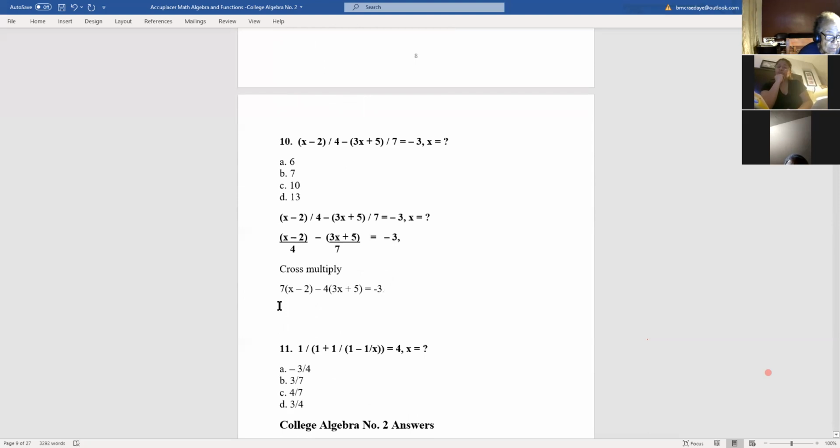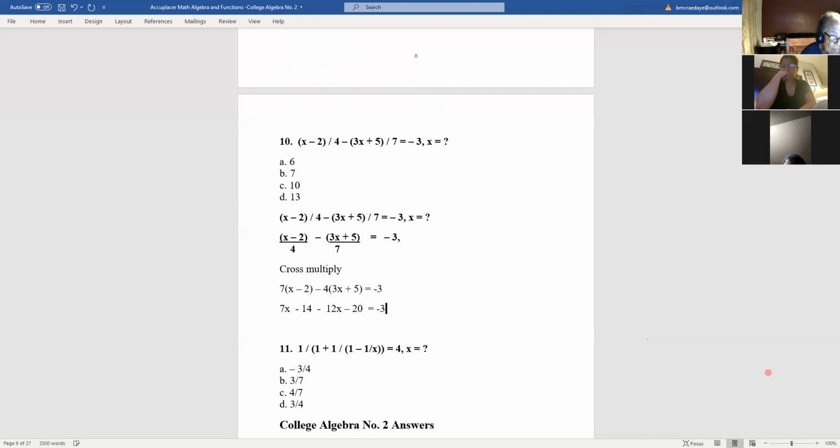What do you get? 7x minus 14. Okay, what do you get for the next one? Minus 12x. And what's minus 20? Minus 20x, that's right. Minus 20. Equal to minus 3.